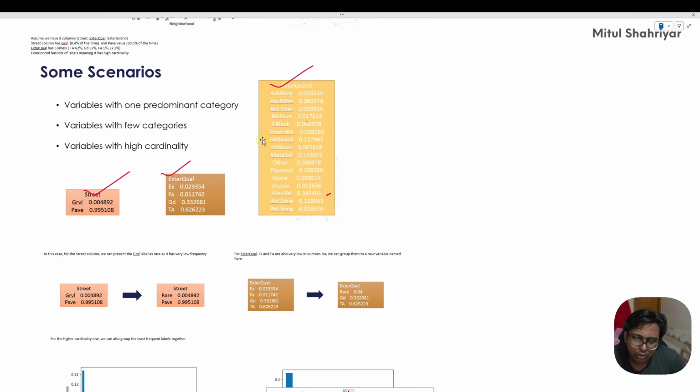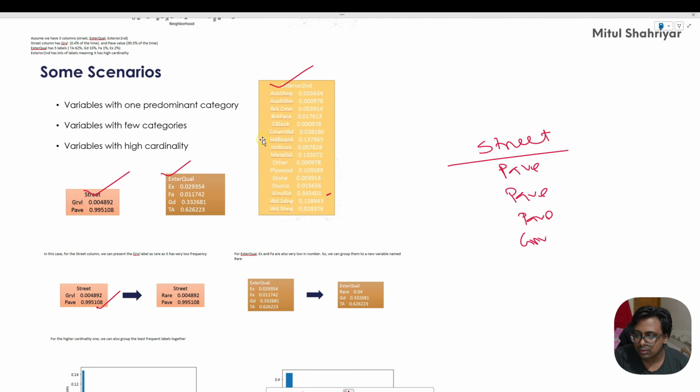Okay. Now, again, talking about the grouping, how you can handle this scenario. What you can do here is you can see that as we have just two, PAVE and GRVL, it is not an issue. Okay, so PAVE is the highest one, 99.5%. So GRVL is a very rare thing. You can assume this scenario just like this: STREET is the column, and we have PAVE and GRVL and PAVE, and so on. Lots of PAVE, very few GRVL. This is the street column. So yeah, we're just meaning that.